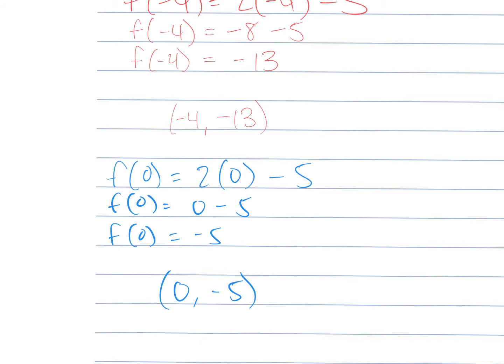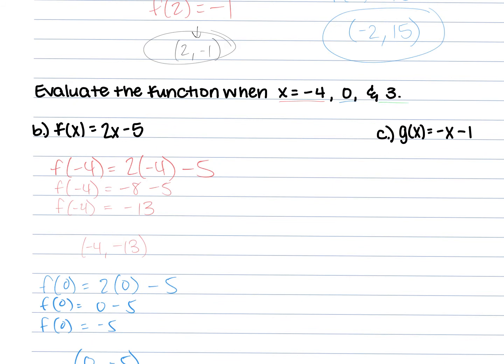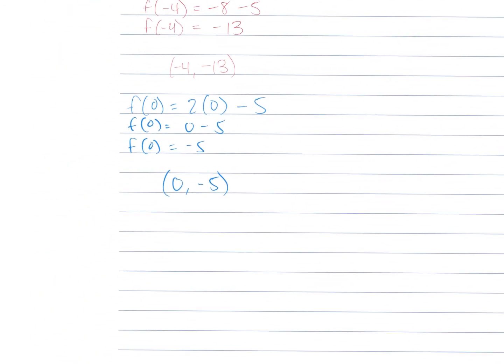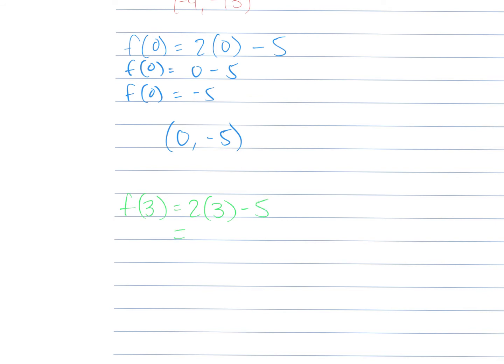Josh? Where'd the 0 come from? So in the instructions, it said plug in negative 4, 0, and 3. So that's what we're plugging in here. Change your colors again for the last one. We're plugging in what for the last one? 3. So we're going to write f of 3 equals 2 times 3 minus 5 equals 6 minus 5, which is 1. So what's my coordinate? 3, 1.